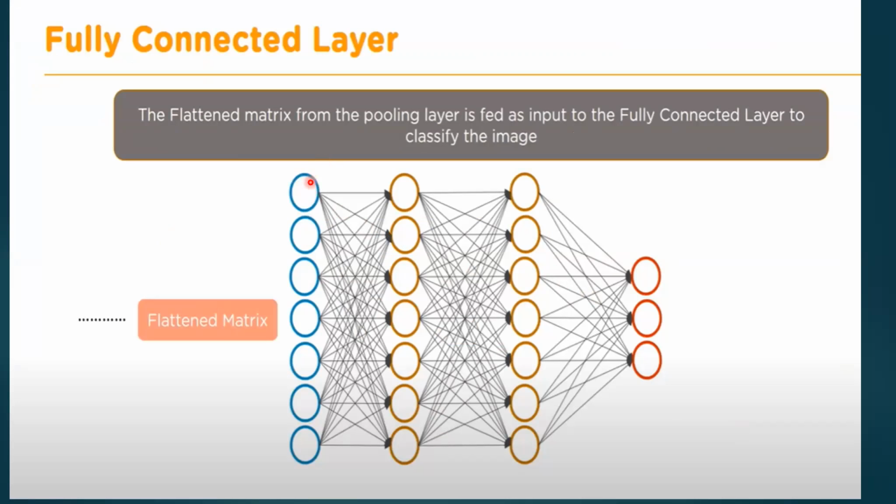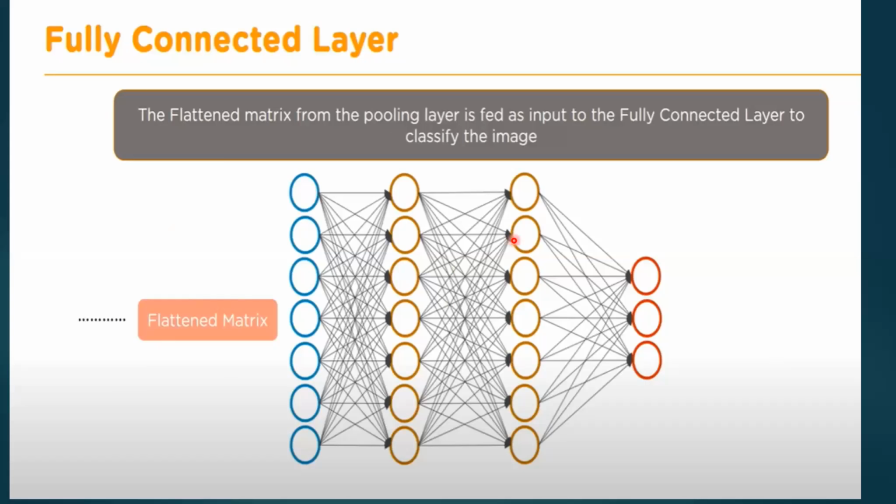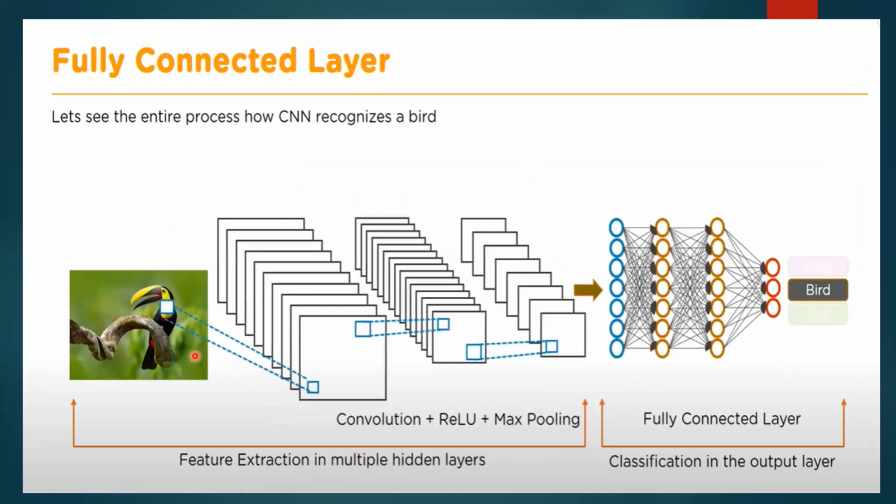So this is your one-dimensional data which you got from here. Then you have various hidden layers wherein you do the fully connected layers. These are the processing part, or the prediction part. So what will it predict? It will predict whether this is a bird or a dog or a cat. So this is the whole structure. This is what we are going to do in our demo.